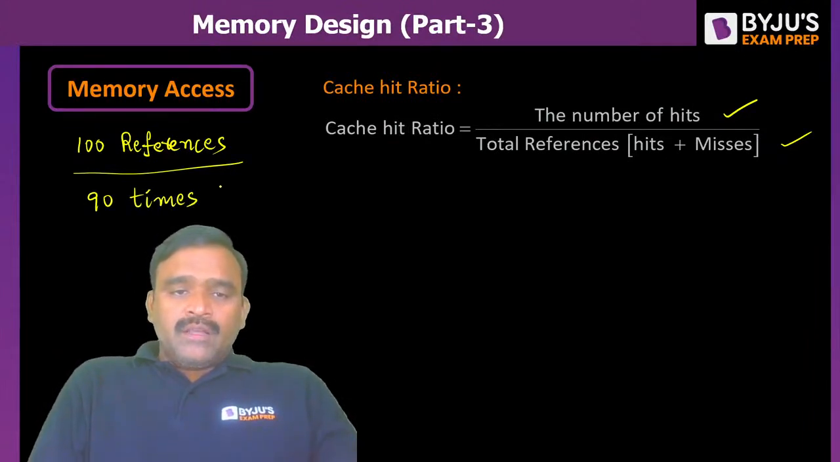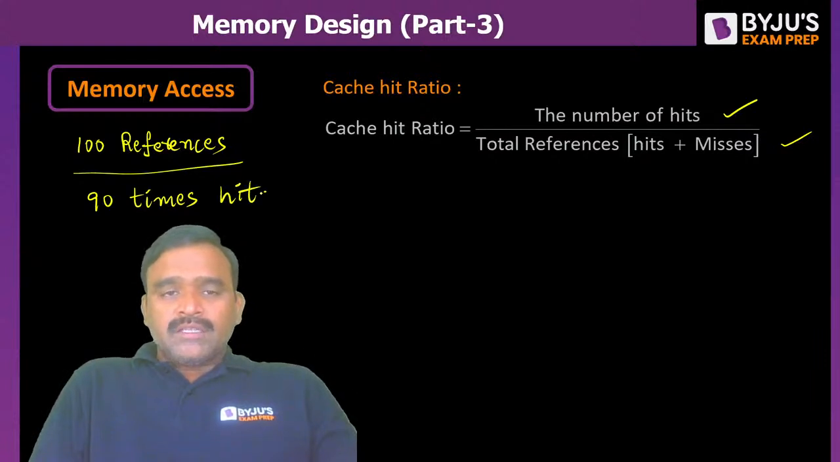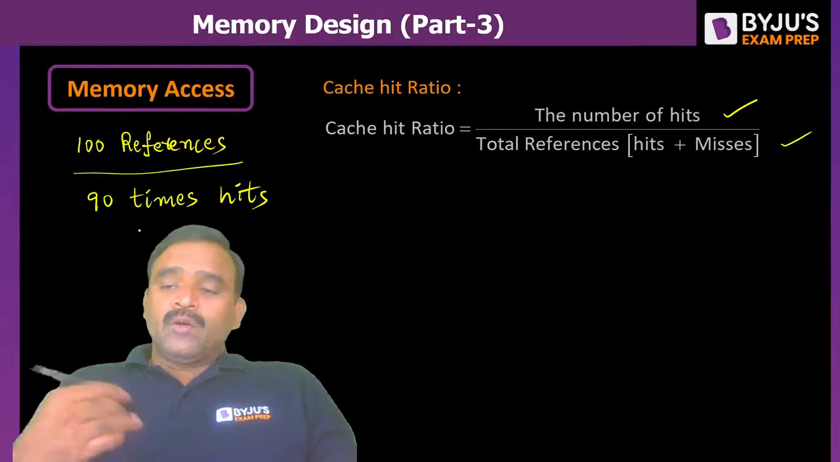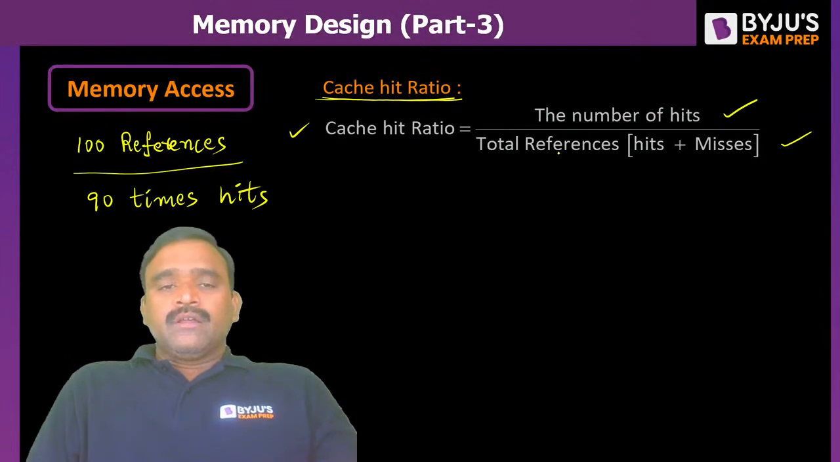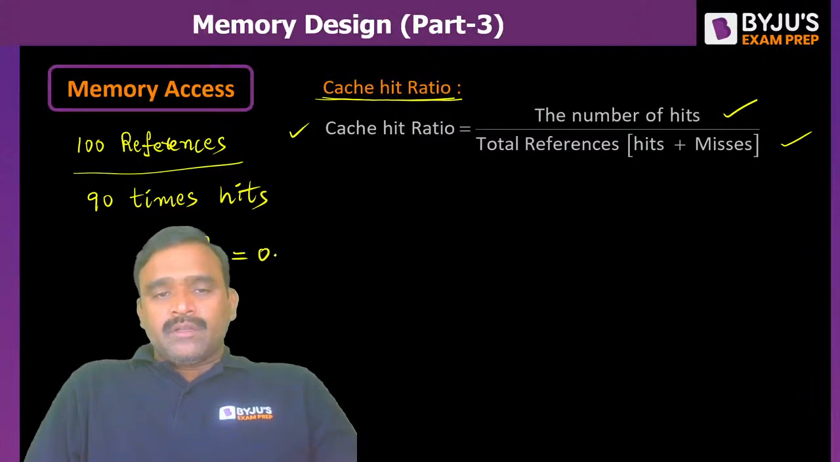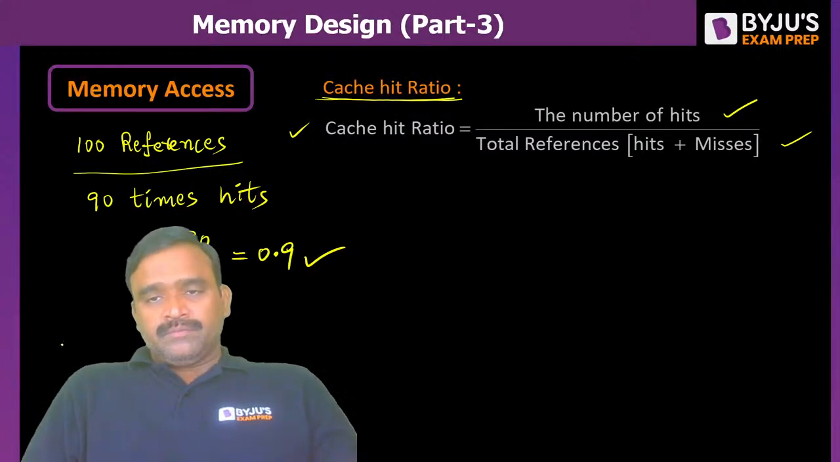What do you mean by 90 times hit? 90 times the data is found, whether for a memory read operation or write operation. If the data is found, that is considered a hit, divided by total hits plus misses. So that is called the cache hit ratio. The cache hit ratio is the total number of hits divided by hits plus misses. So that is nothing but 90 divided by 100, which is 0.9. 0.9 is the hit ratio.